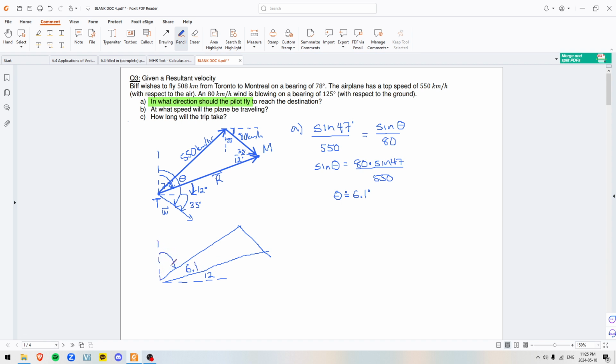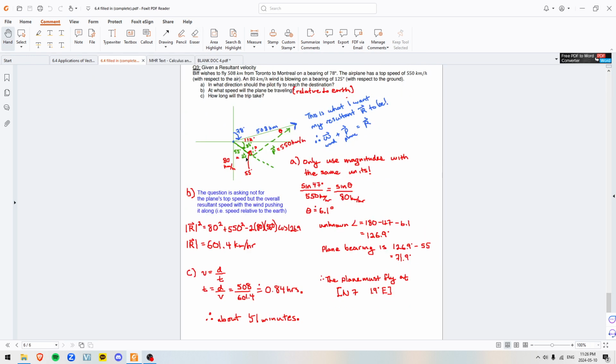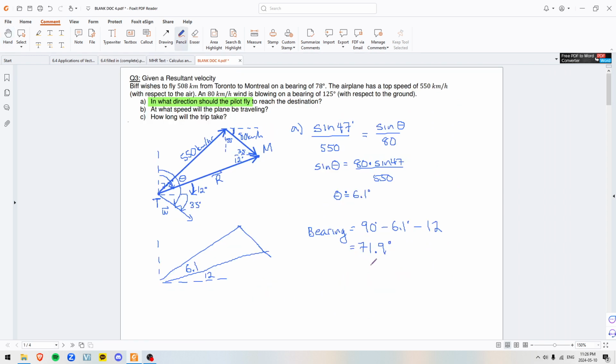What is the bearing that my plane has to go so that with the wind I reach Montreal? Well, I'm going to say the bearing will be 90 degrees minus the 6.1 degrees minus the 12 degrees, because these three angles are complementary. We have 71.9 degrees. Hope I'm doing that right. Let's take a look. 71.9 degrees.